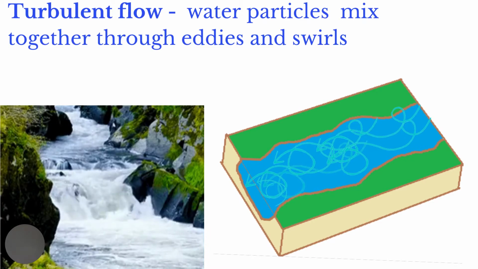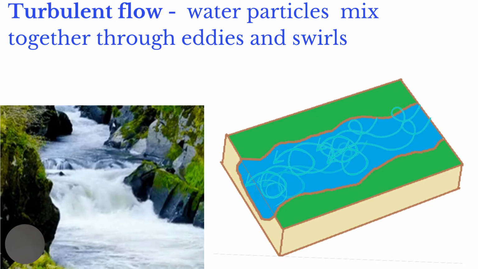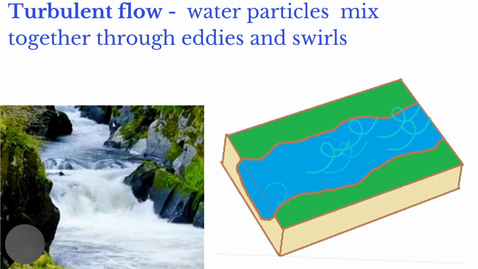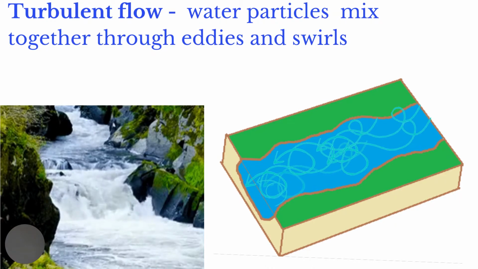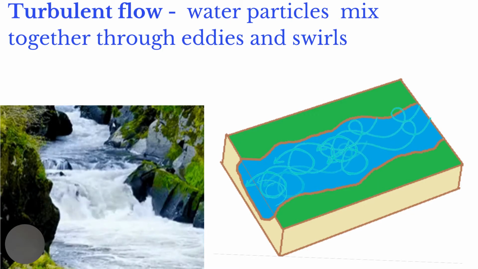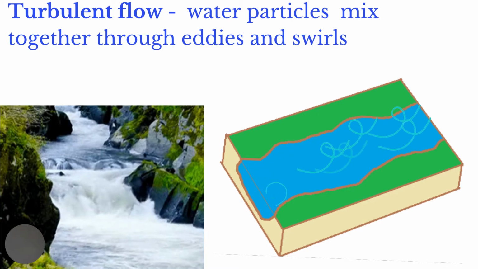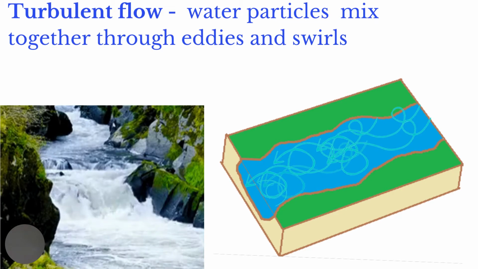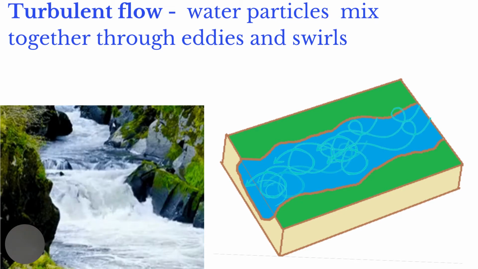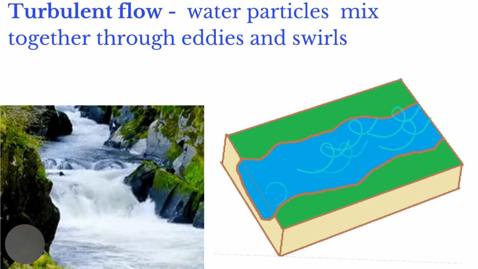Turbulent flow is a chaotic flow and involves water moving in eddies and swirls. Turbulence is more common and provides the upward motion in the flow, which allows for the lifting of sediments from the channel bed.